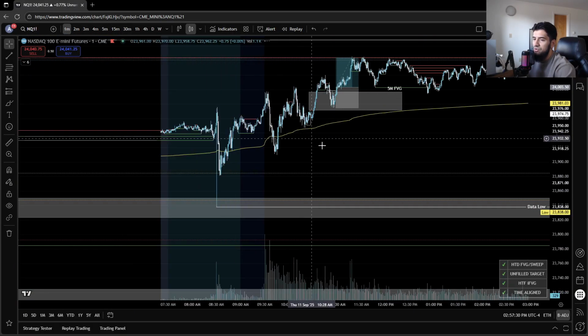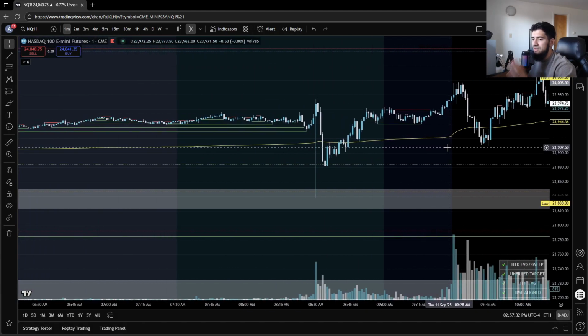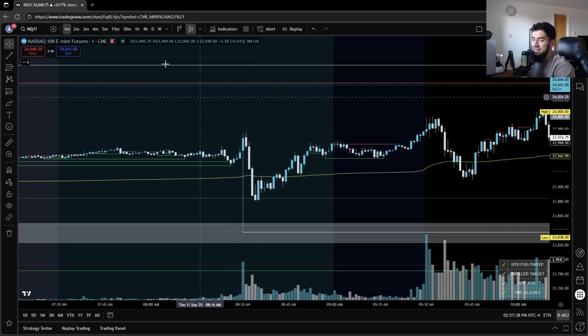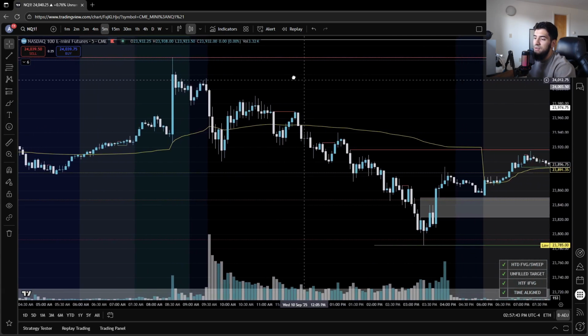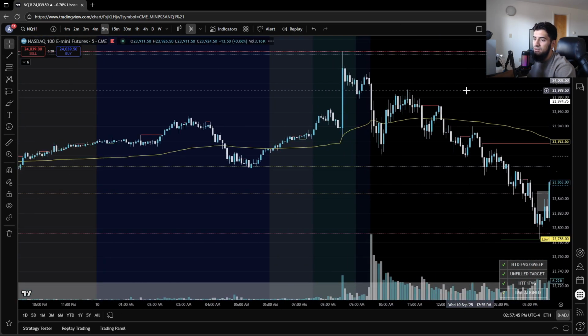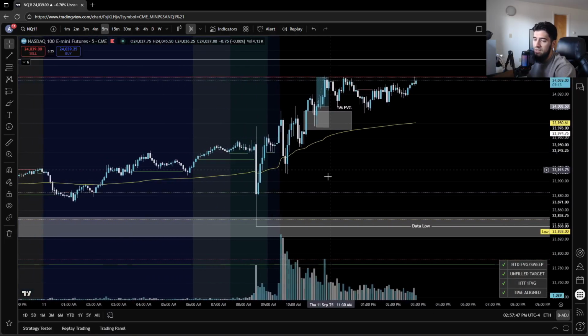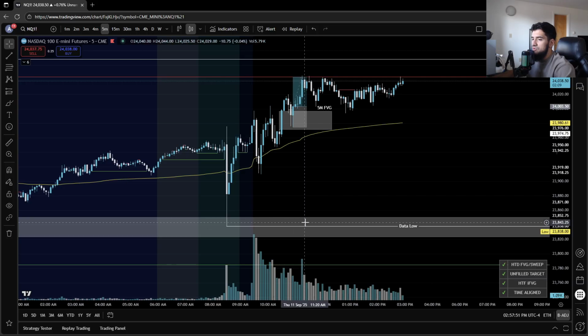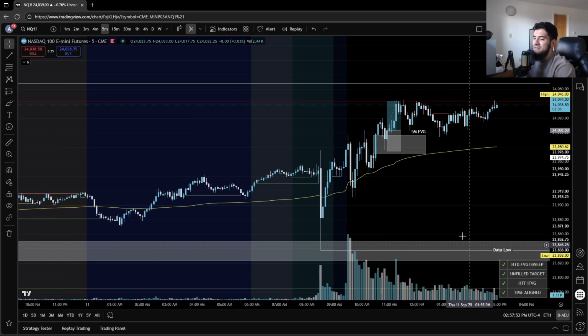So if I just go on the 1 minute, the first thing I would do when I see these big news candles is mark the high and the low as a data high and data low. In this case, the data high already got taken, right? So going into the open, I was not necessarily bearish, but I did want to see the data low get taken out first, because leaving a data low is a very obvious draw on liquidity. So this is what I wanted to see at first, right?